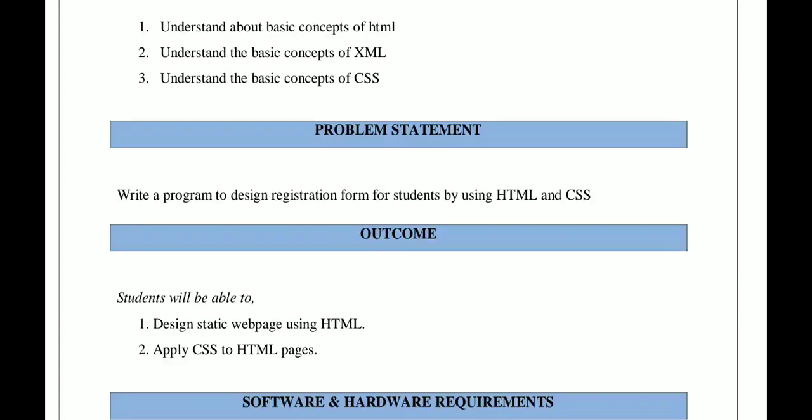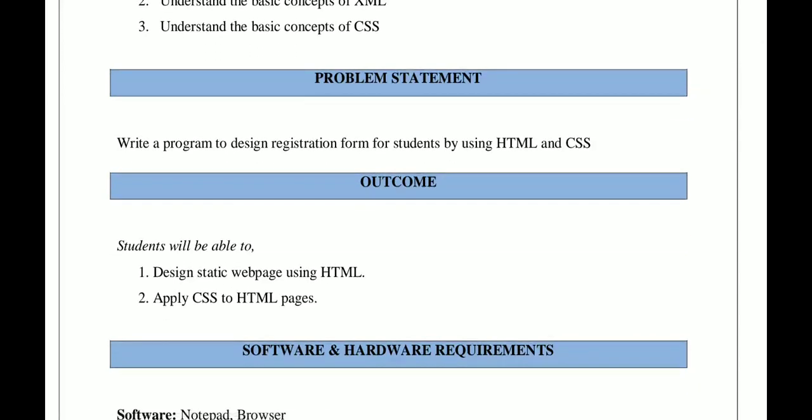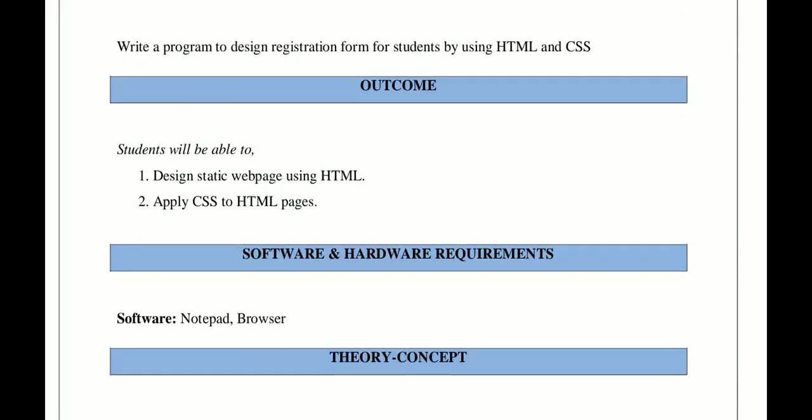So the problem statement of this assignment is to write a program to design a registration form for students by using HTML and CSS. So we all know HTML will focus on code while CSS focuses on the presentation, right? So we'll deal with that in this assignment, and the outcome of this is to design a static web page using HTML and applying CSS to HTML pages.